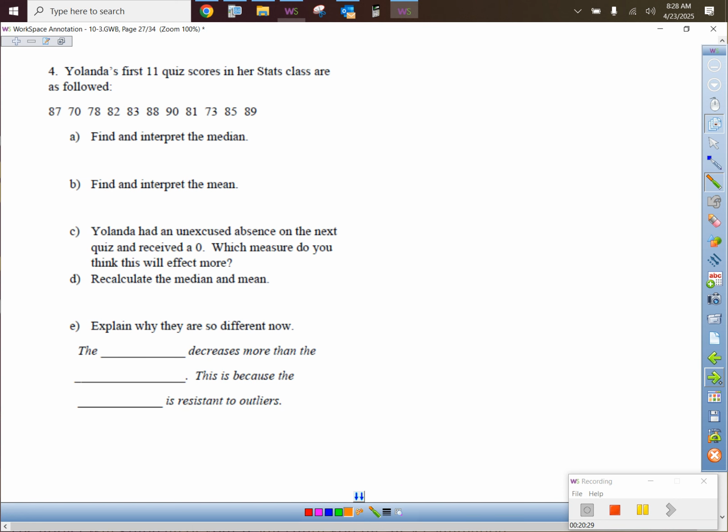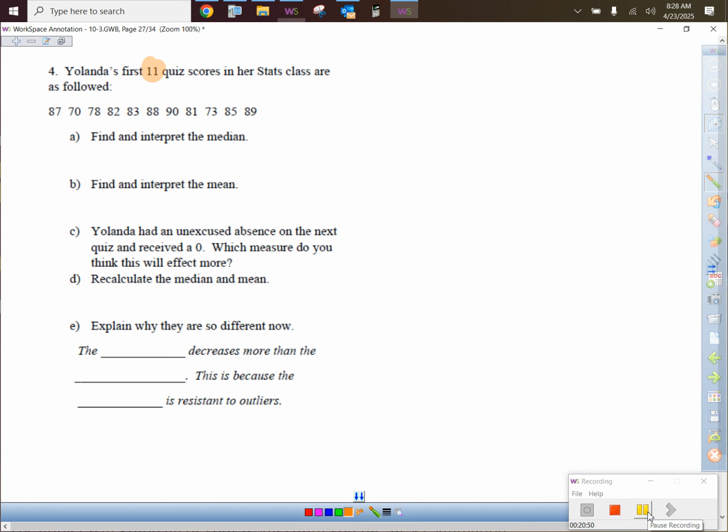So let's see what we got here. Yolanda has scored these 11 scores. Check it out, that's a lot of tests and quizzes, right? She's taken 11 of them, and she's got an 87, a 70, a 78, and so on. Find and interpret the median. Put them into the applets.